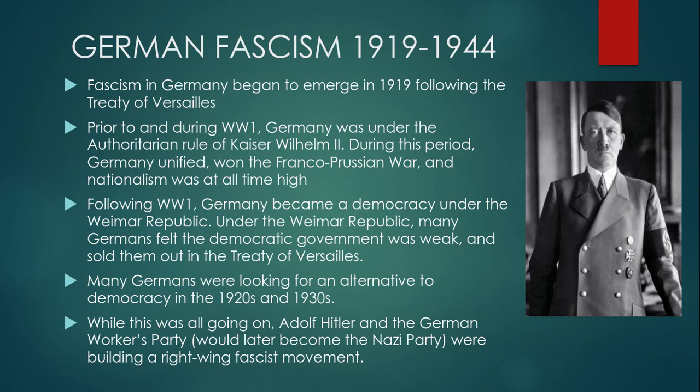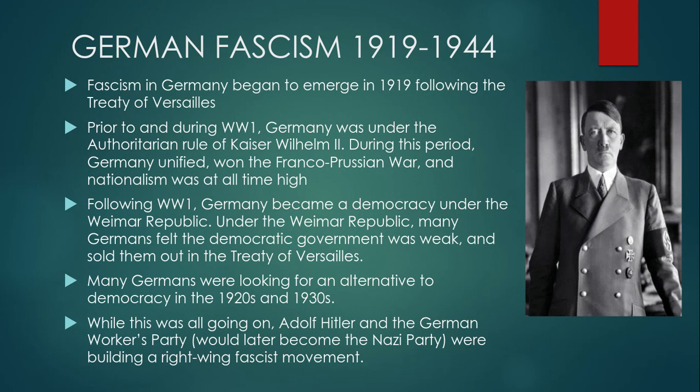So fascism begins to emerge in 1919, following the Treaty of Versailles. Prior to and during World War I, Germany is under the authoritarian rule of Kaiser Wilhelm II. During this period, Germany unifies, they win the Franco-Prussian War, and nationalism is at an all-time high. Following World War I, Germany becomes a democracy under the Weimar Republic.